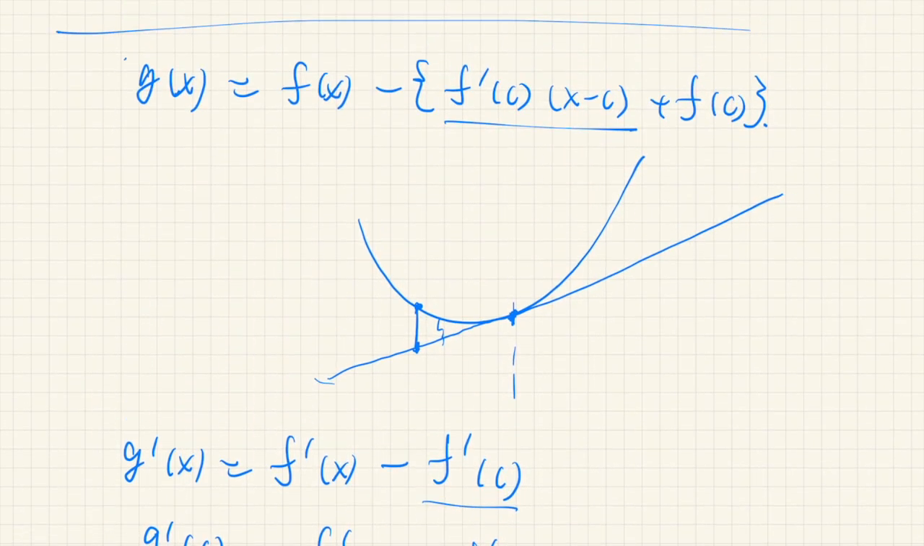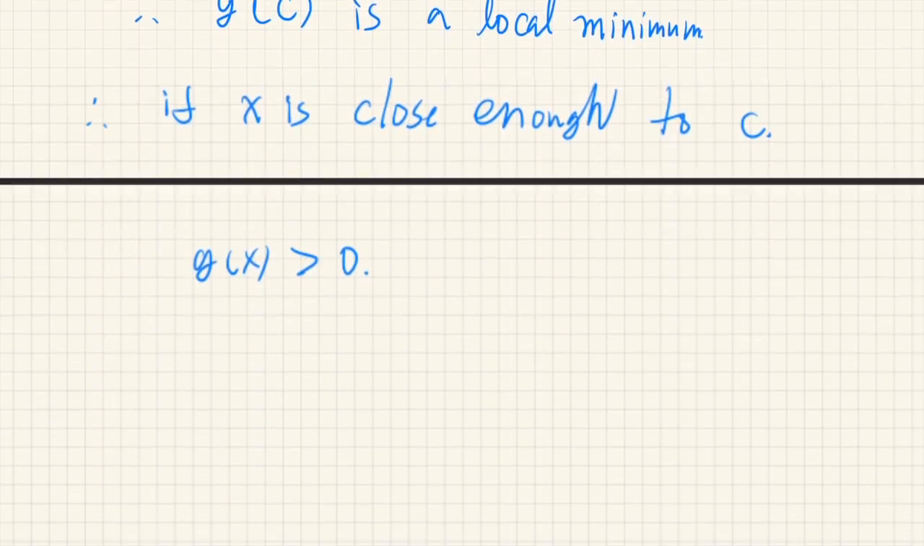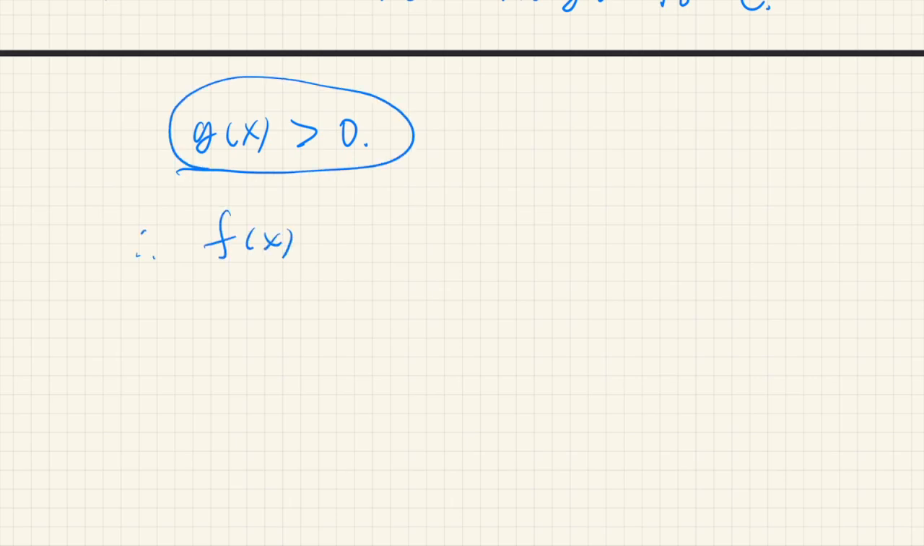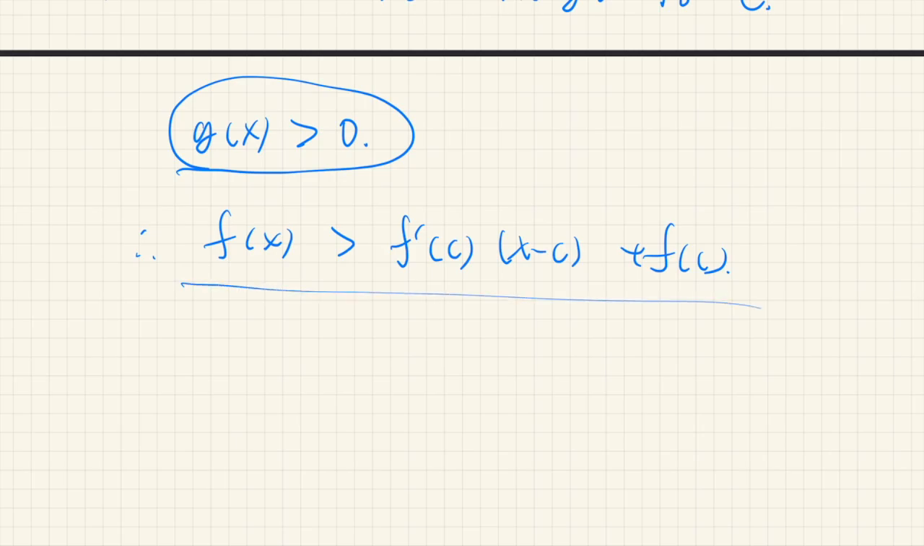So if we put x equal to c, this part is 0, and f of c minus f of c is 0. So this is always greater than 0, therefore f of x is greater than the tangent line, f prime of c times x minus c plus f of c. And therefore f of x is convex at x equal to c.